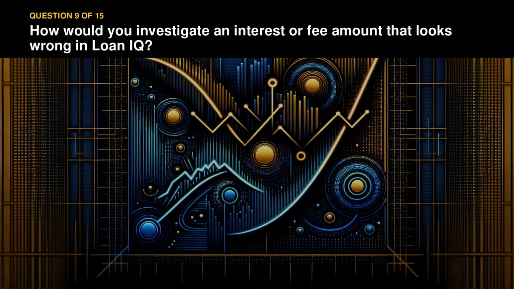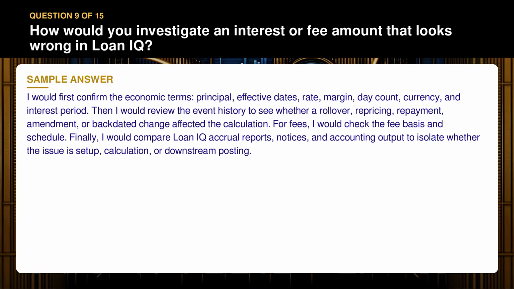Question 9. How would you investigate an interest or fee amount that looks wrong in Loan IQ? I would first confirm the economic terms: principal, effective dates, rate, margin, day count, currency, and interest period. Then I would review the event history to see whether a rollover, repricing, repayment, amendment, or backdated change affected the calculation. For fees, I would check the fee basis and schedule.